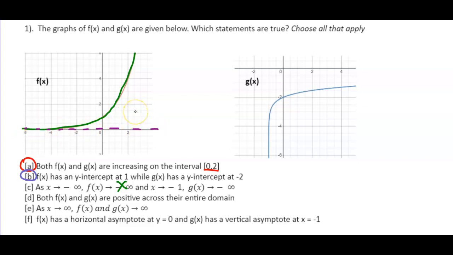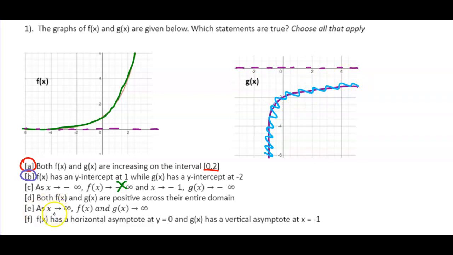However, if we look at g of x, if this is the x-axis, every single y value, until of course eventually the right side is going to increase and become positive, but there are plenty of values that are negative across much of its domain. So this one is not true either.